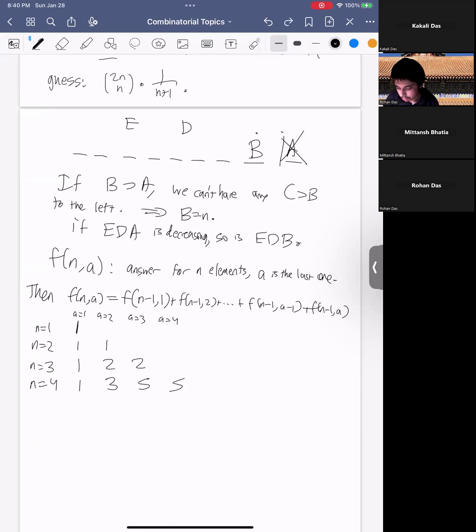And now is when you can think back to what the answer should be. The answer should be Cn, where Cn is the nth Catalan number. And it's a bit weird to think about how this comes from what we have right now. But then you can think about what the nth Catalan number actually means.